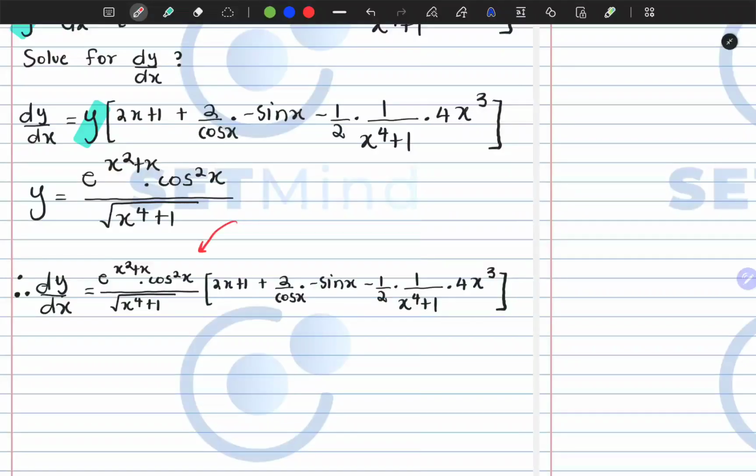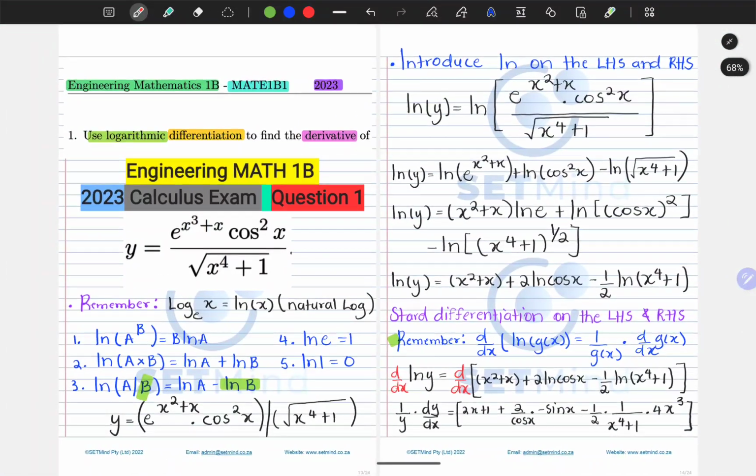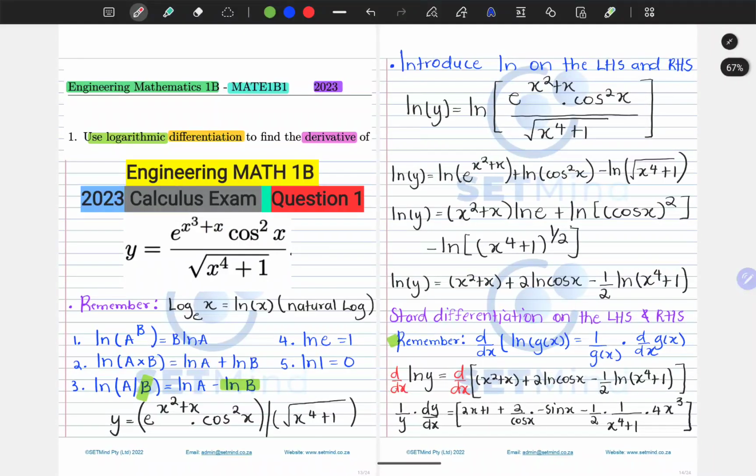So I hope this does make sense and you actually understand how we deal with this problem here. So all you needed to understand was what I noted at the beginning. So remember your log laws, and then use your log laws to introduce your ln, which is just natural log, on the left-hand side and on the right-hand side, and then split your logarithmic function until everything is just linear, and then start differentiating.